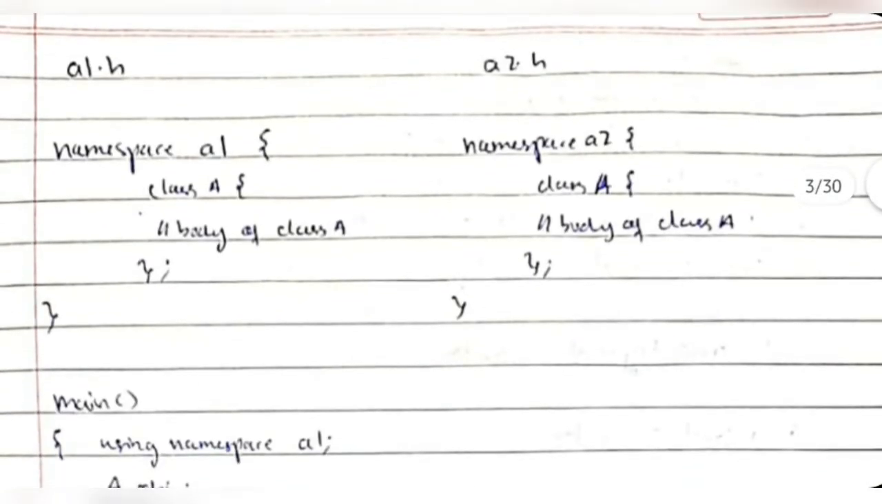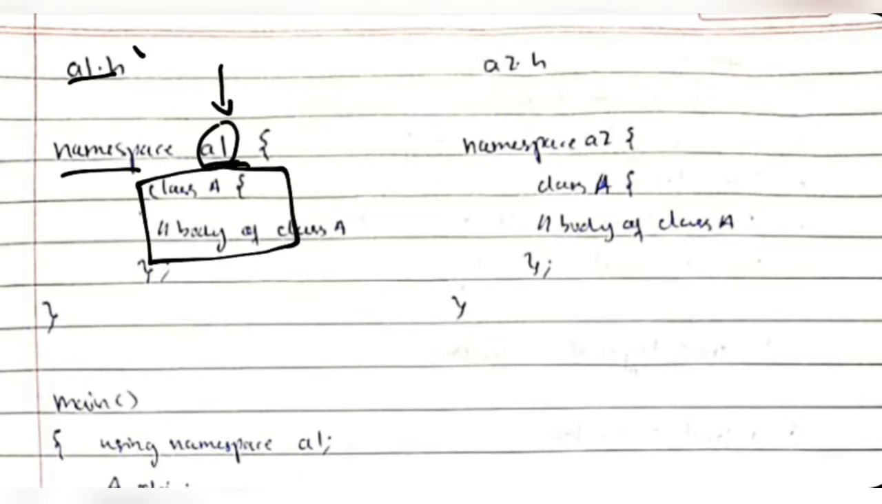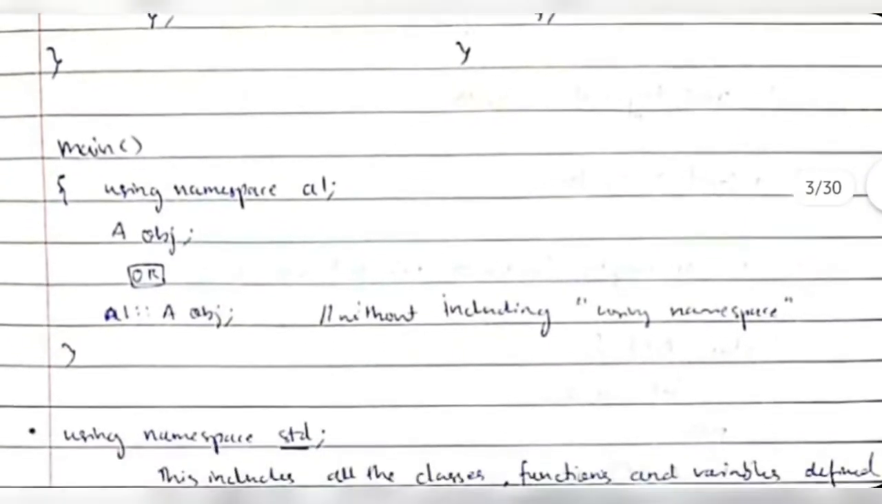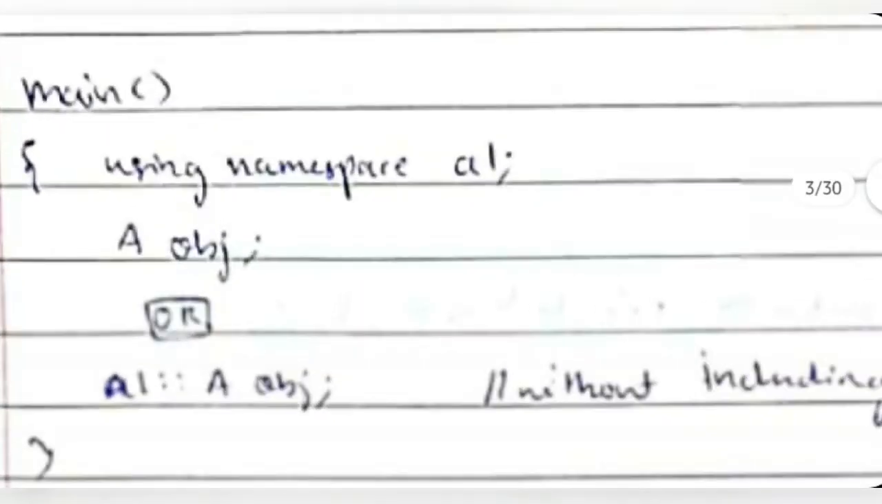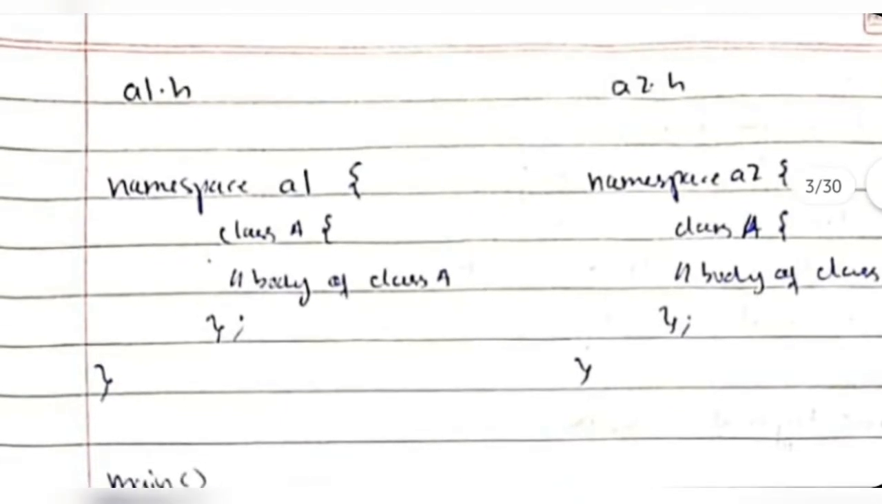By using namespace, I can define a1.h as namespace a1. So whenever I use a keyword a1, at that time it means I'm using this file's class A. If I create a namespace a2, that means I'm using the namespace of a2. So by using namespace, whenever I want to create an object, what I can do is I can mention using namespace a1. So at that time the compiler will know I'm using this program. So this class will be executed.